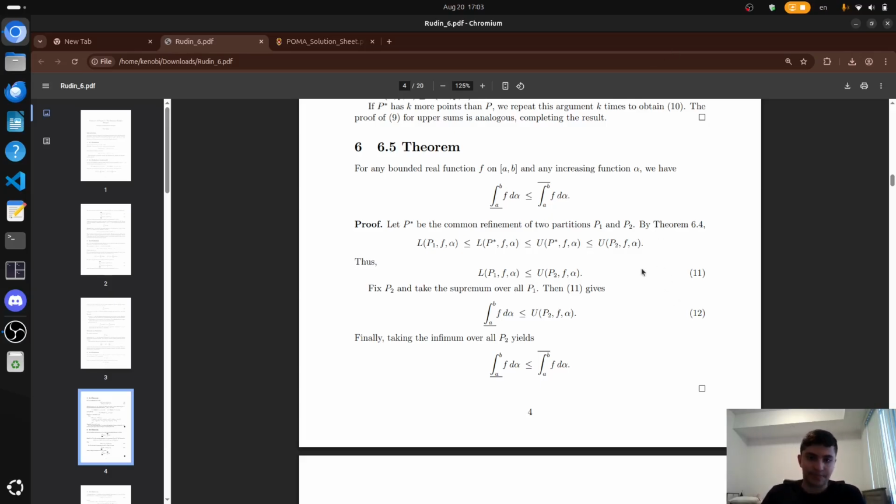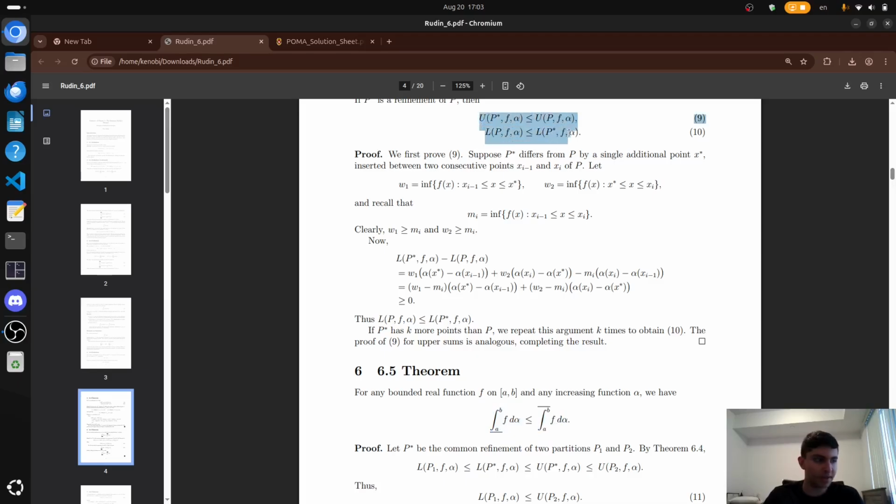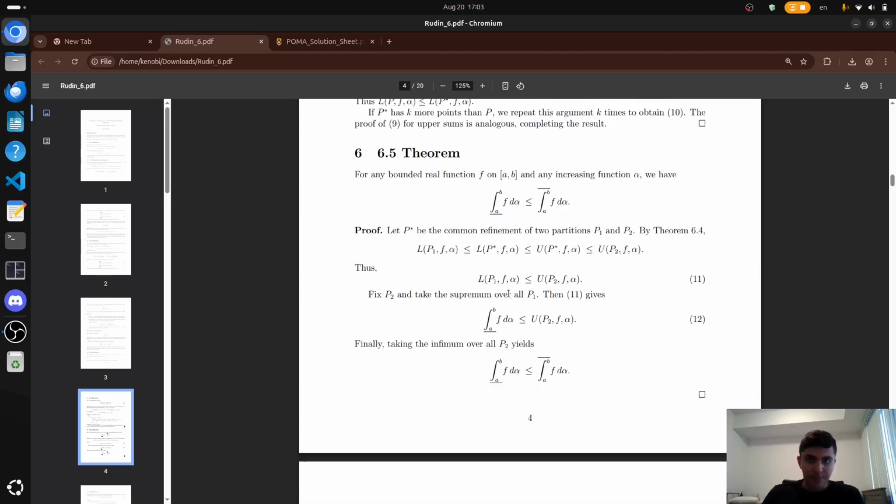Now, the strategy here is to use this inequality that we just obtained and relate it to these integrals, right? Because these integrals are basically when you take the supremum and infimum of all of this. So you want to apply this inequality to the infimum and the supremum to obtain the answer, which is going to be this. So that's the strategy. Now let's read the proof.